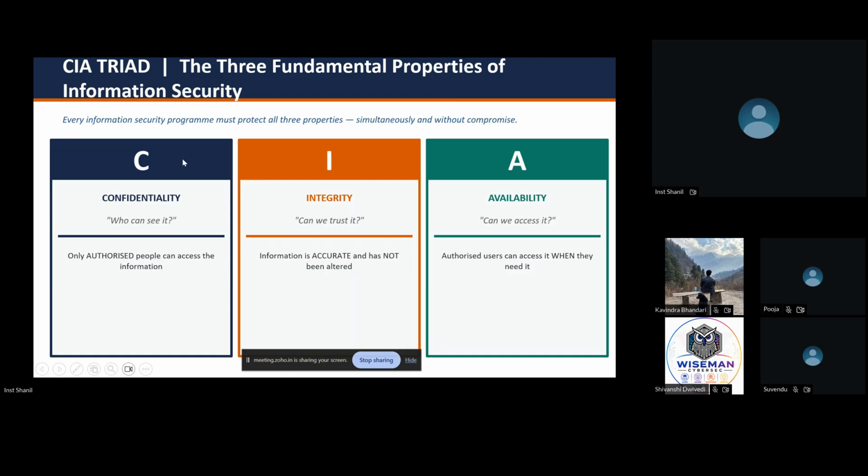So what is C? Confidentiality: who can see your data, or who is authorized to see your data. Only authorized people can access the information that you supply. For example, if you're sharing any information with me on a trust basis, only I should have the access to it and I should not share it with anyone else.